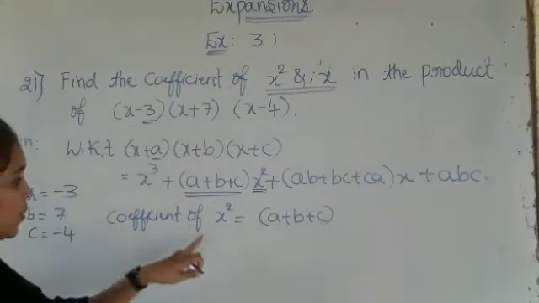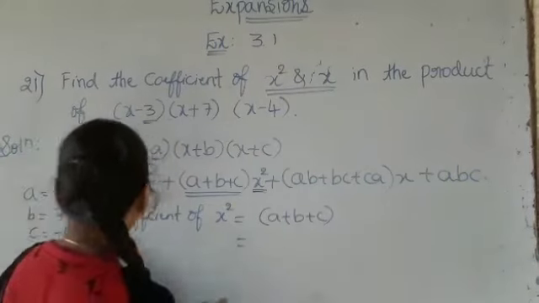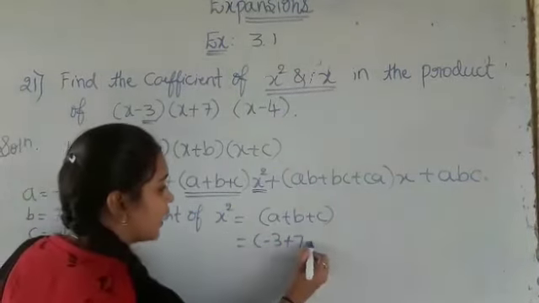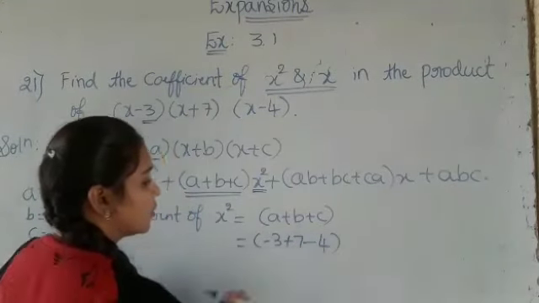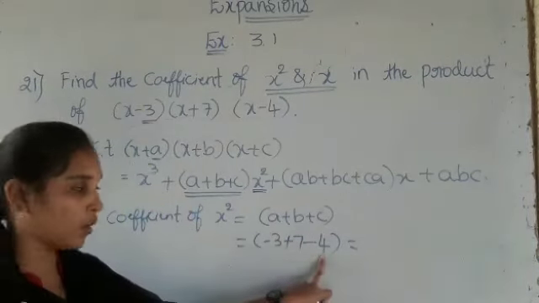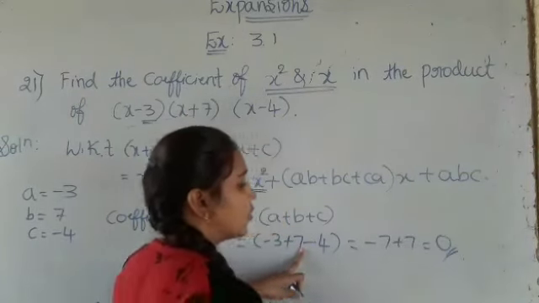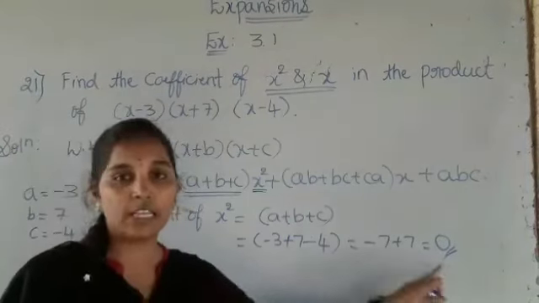So in the given expression, what is the coefficient of x square? It is a plus b plus c. What is the value of a? Minus 3. b is plus 7. Again c is minus 4. Then what will we get? Minus 3 minus 4 is minus 7. Again plus 7, so the answer is 0. Thus the coefficient of x square in the given expression is 0.